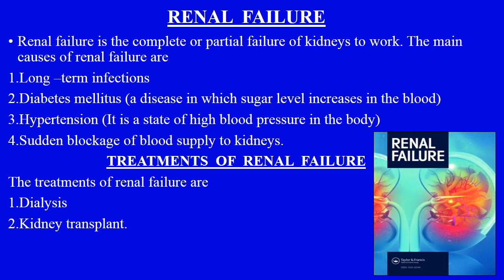Diabetes mellitus is a disease in which sugar level increases in the blood, right? That can cause the renal failure later on. Hypertension is a state of high blood pressure in the body. Clear? So these are the four causes of renal failure: long-term infection, diabetes mellitus, hypertension, and sudden blockage of blood supply to the kidneys. These all are causing the renal failure.